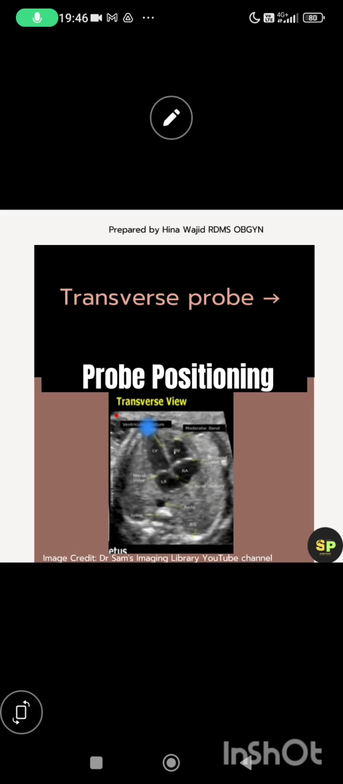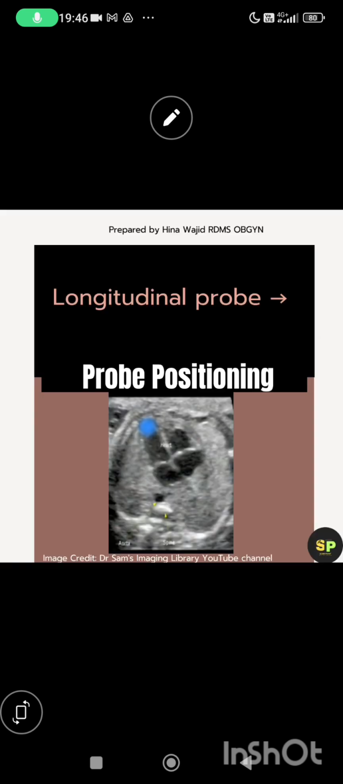So probe position is very important. When the probe is transverse and you get this type of picture, it's cephalic. But when the probe is longitudinal and you get this type of picture, clockwise relationship, head toward maternal right. Right.